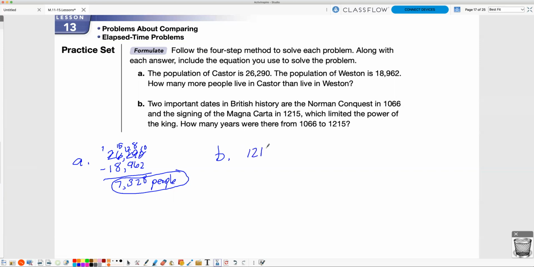So I'd start with 1215, which is the later date, subtract the earlier date, the 1066, and I see I've got to borrow right away. This would turn into 0. This would be 15. 15 minus 6 would make 9. I'd have to borrow from this one, so that becomes 1. This is 4, and that's 1, and then those would be 0. So this would be the answer label. It says how many years, so it'd be 149 years.